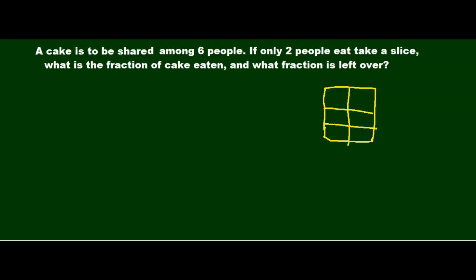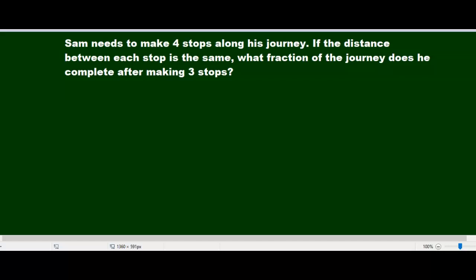But only 2 people take a slice out. What fraction of the cake is eaten? That will be 2 over 6. And you see that the part that's left over is 1, 2, 3, 4, which is 4 out of 6. Now let's try something a little bit different.